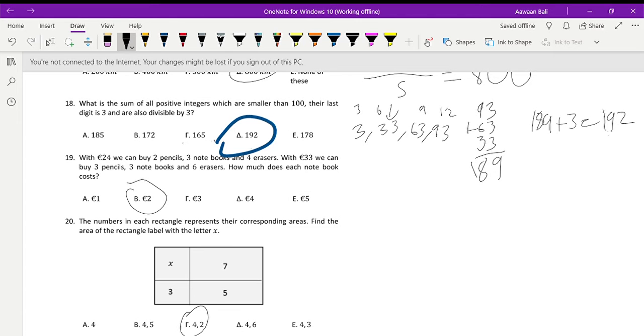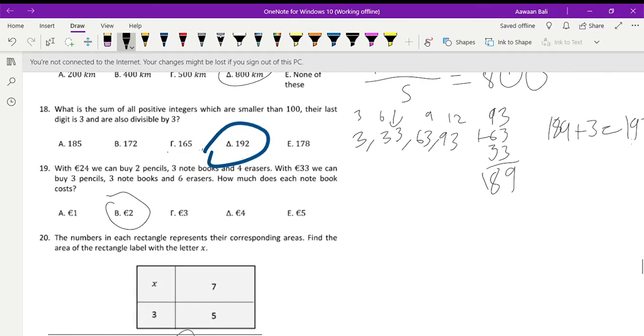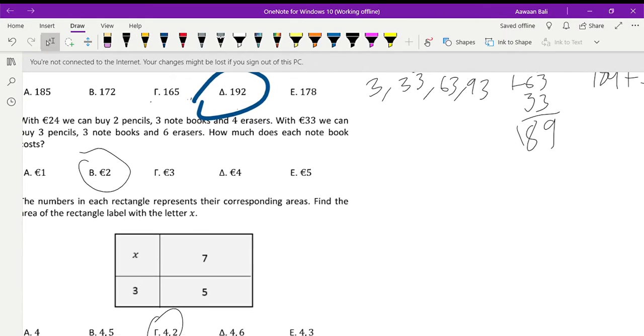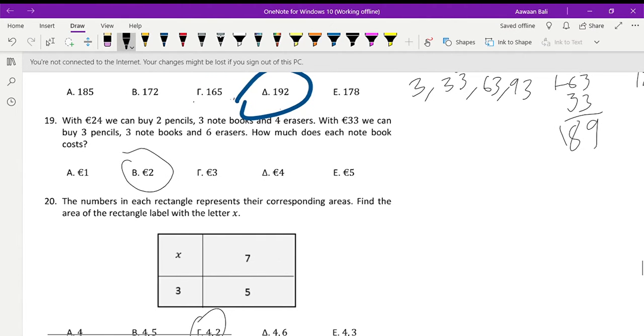Now I'm going to use a substitution method, but before I do that, I'm going to do this method. So I'm just going to subtract them so I can find an equation that I can substitute first.